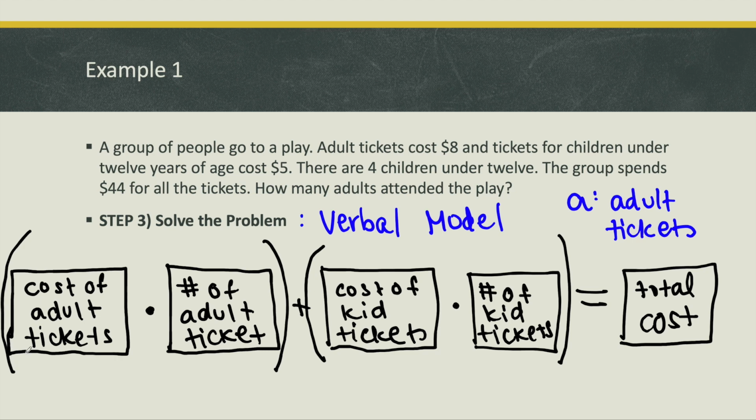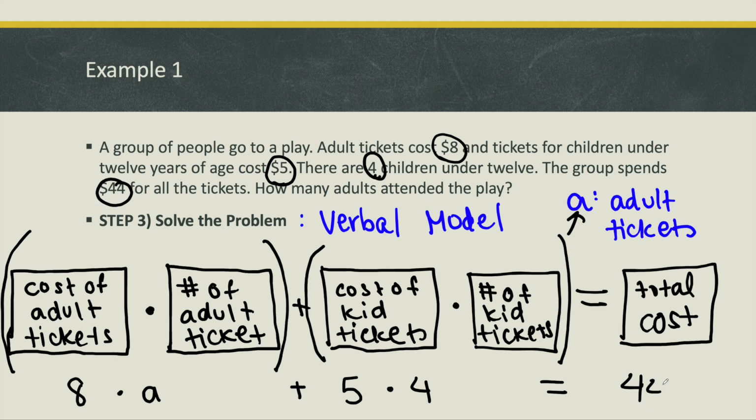So now I'm going to move to the next slide. No, I'll write here first. The cost of adult tickets, it tells us, is $8. So we have 8. The number of adult tickets we don't know, and we call that variable A. So we have 8 times A. And then we are adding that to the cost of kid tickets. The cost of kid tickets is $5. And the number of kid tickets is, there are 4 children going, so we obviously have to purchase 4 tickets. So we have 5 times 4. And then the total cost, it said, was $44 for all tickets. So that helps us. Let's move on to the next page.